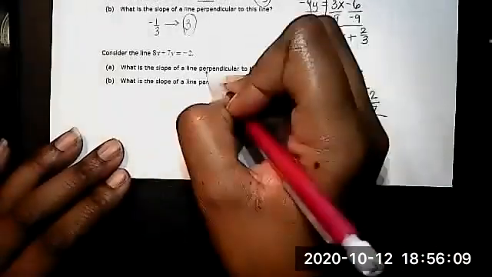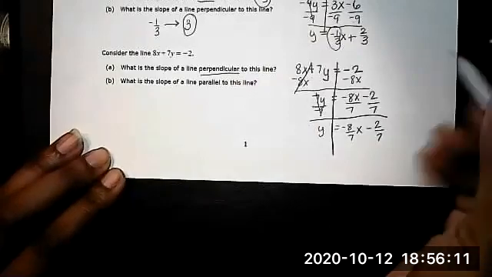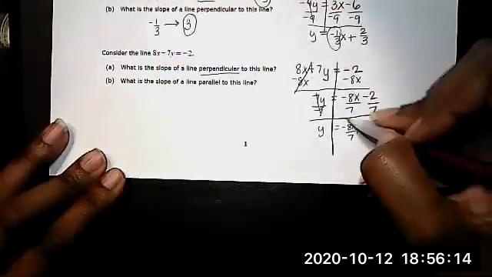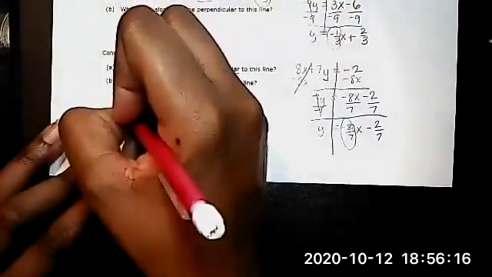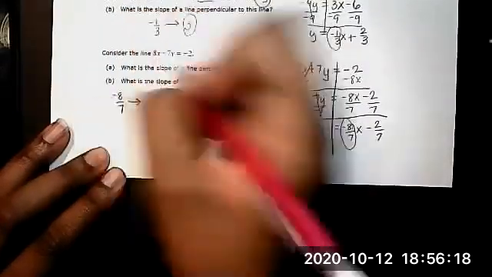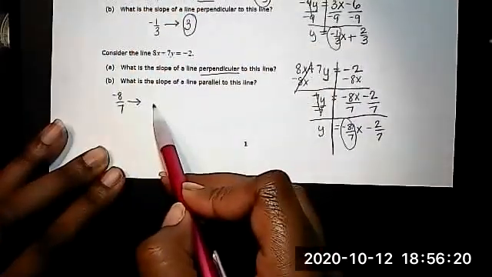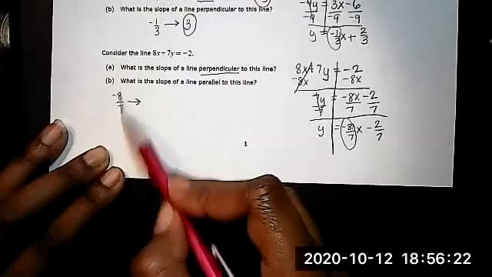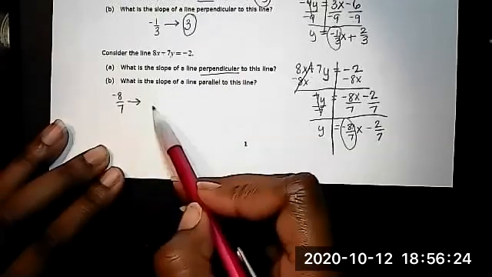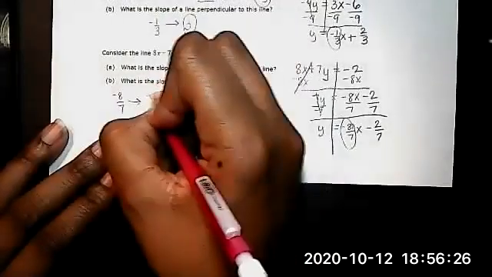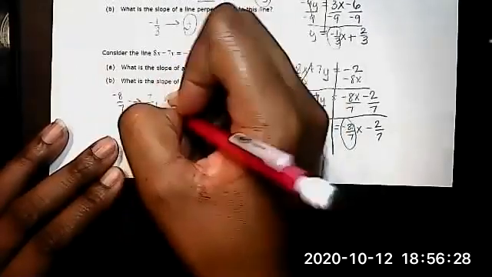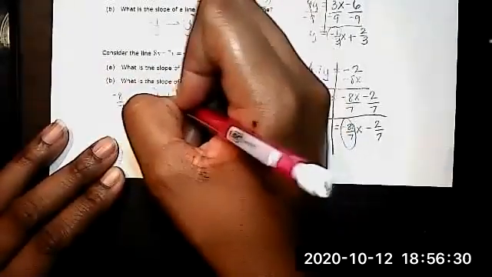So we want the line perpendicular. Okay. If our slope here is -8 over 7, perpendicular would be positive. And now we take the reciprocal. So we'd have the opposite, which is positive, and then the reciprocal, which is 7 over 8. That would be perpendicular.